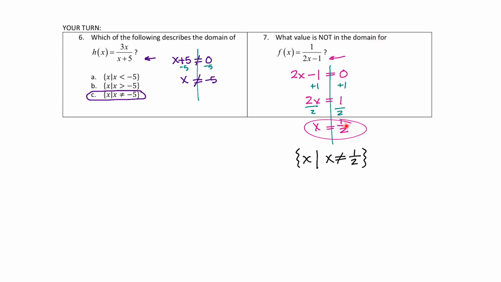1 half. Because if x was 1 half, and I put it in here, okay, I'm going to put 1 half in for x. 2 times 1 half is 1. 1 minus 1 is 0. If this is 0, it's undefined. You can never divide by 0. Okay?